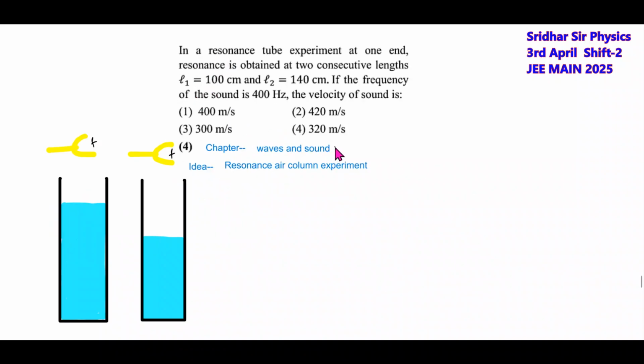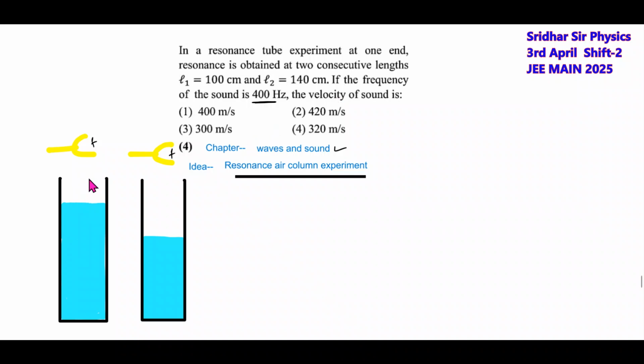Okay, this chapter belongs to waves. The idea involved is the resonance air column experiment. In a resonance tube experiment at one end, resonance is obtained at two consecutive lengths, L1 100 cm, L2 140 cm. If the frequency of sound is 400 Hz, this is the F. Find the speed of the sound. Actually, this experiment is to find out the speed of the sound.